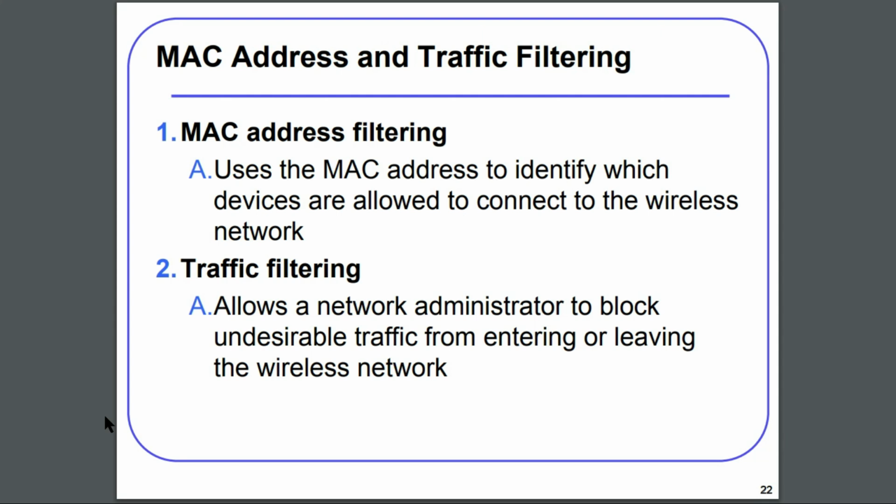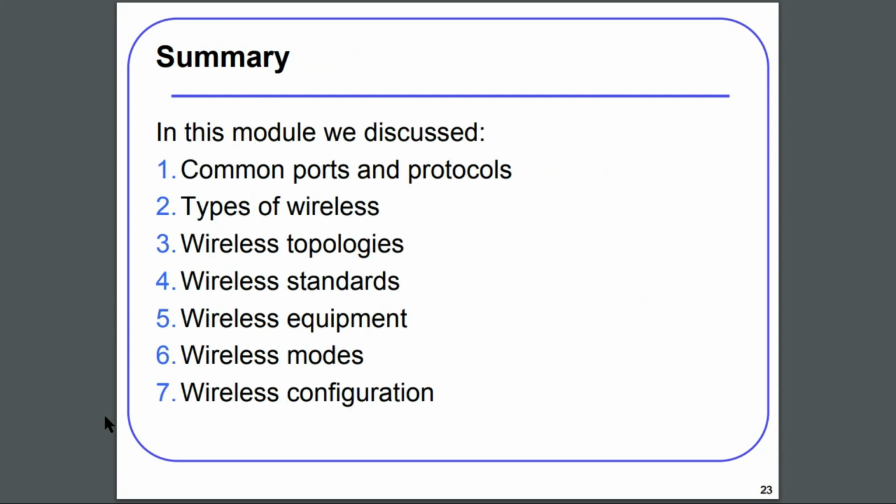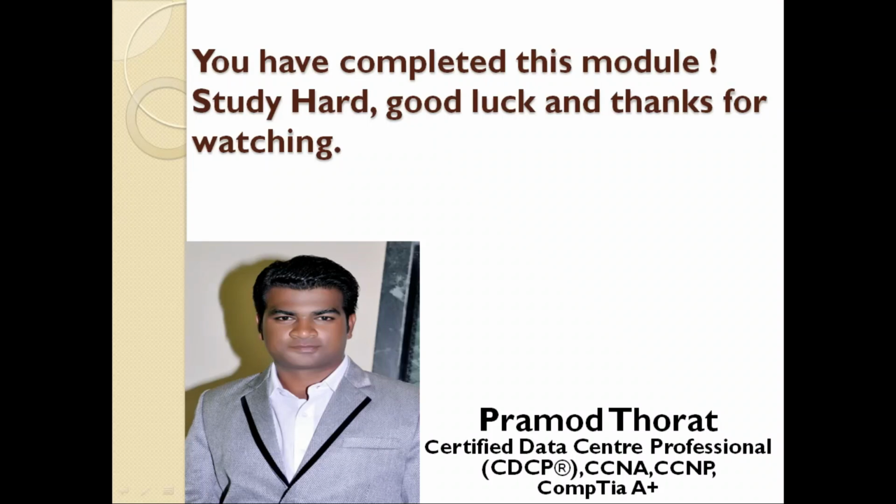MAC address and traffic filtering. MAC address filtering uses the MAC address to identify which devices are allowed to connect to the wireless network. And traffic filtering allows a network administrator to block undesirable traffic from entering or leaving the wireless network. So this module is completed. In this module, we discussed common ports and protocols, types of wireless topologies, wireless standards, wireless equipment, wireless modes, and wireless configurations. So you have completed this module.